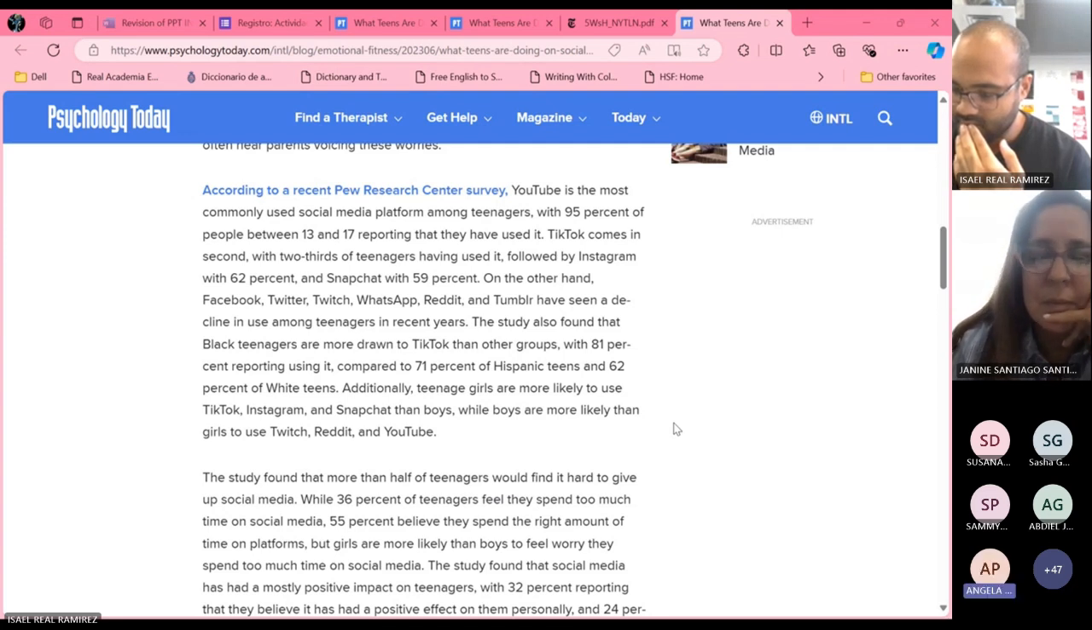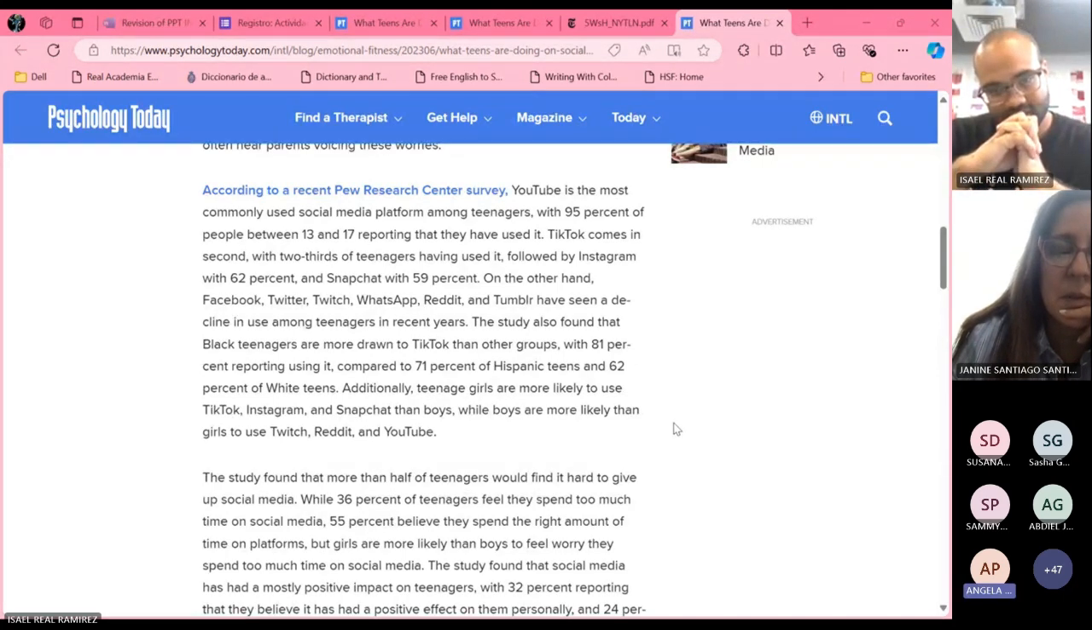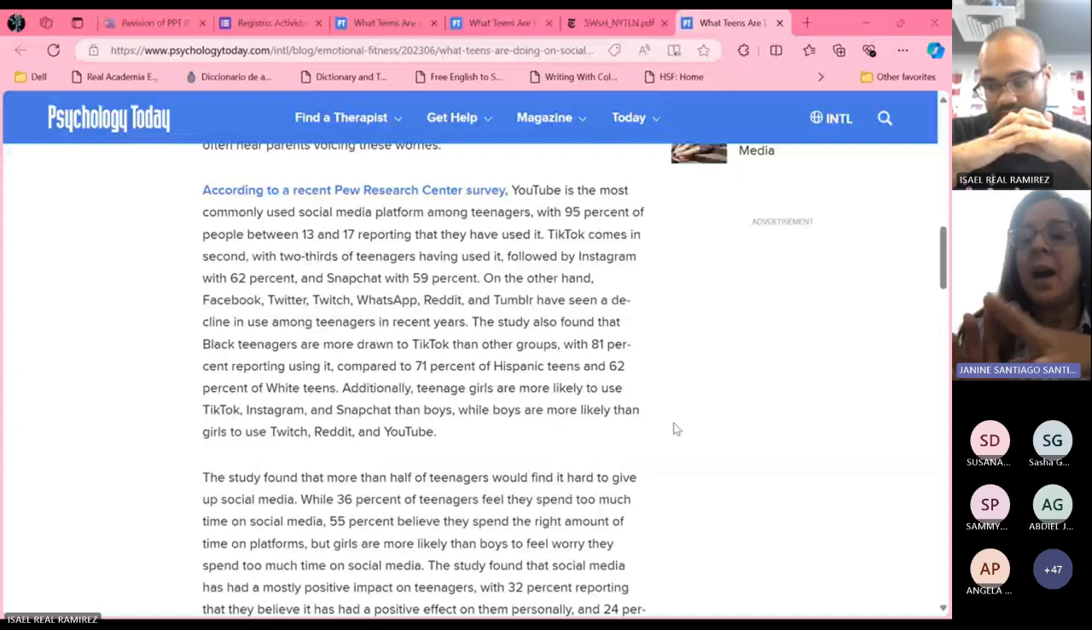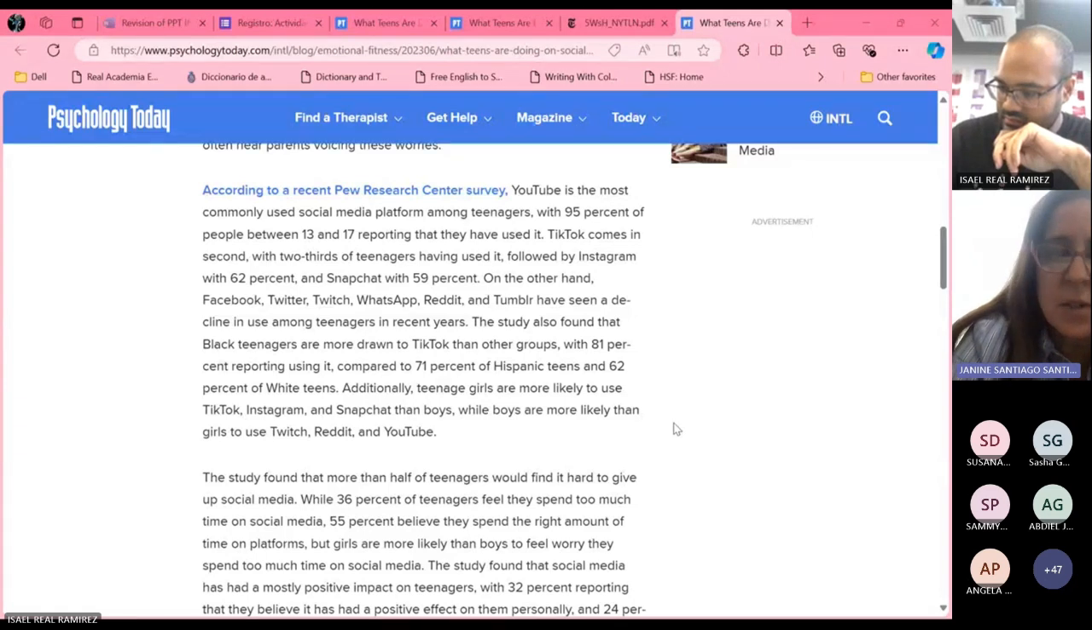The study also found that Black teenagers are more drawn to TikTok than other groups, with 81% reporting using it, compared to 71% of Hispanic teens and 72% of white teens. So now they're asking us to be cognizant of the racial differences. Thank you. That was Angela, I'm sorry. Thank you so much. Another reader, please.